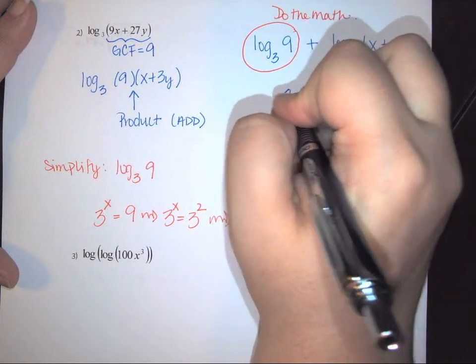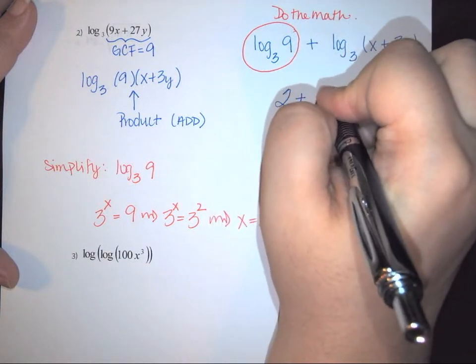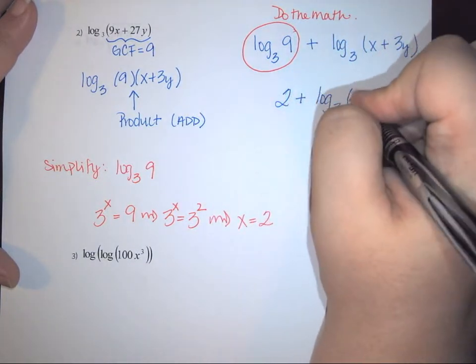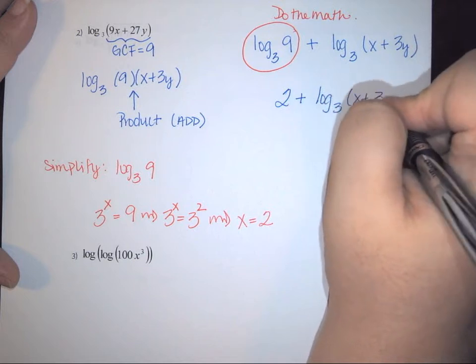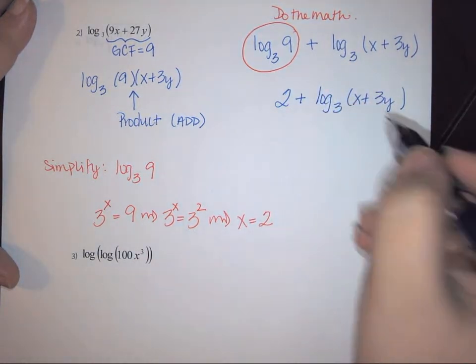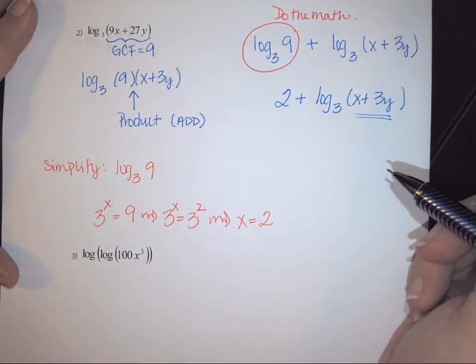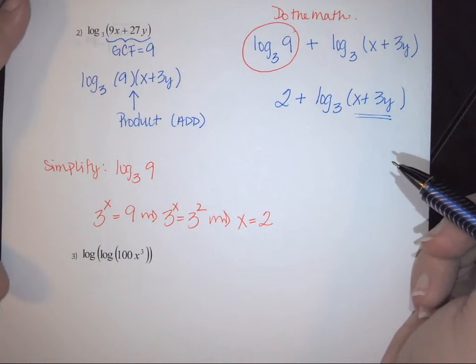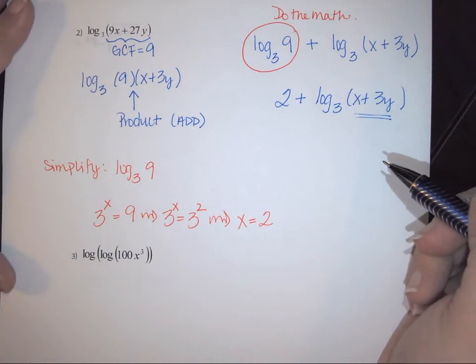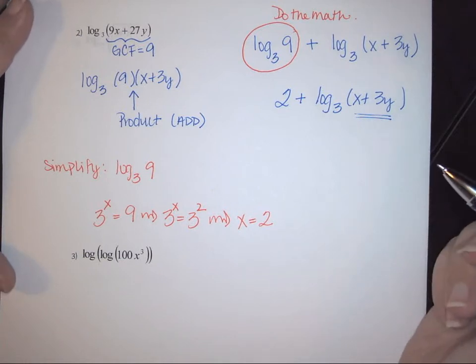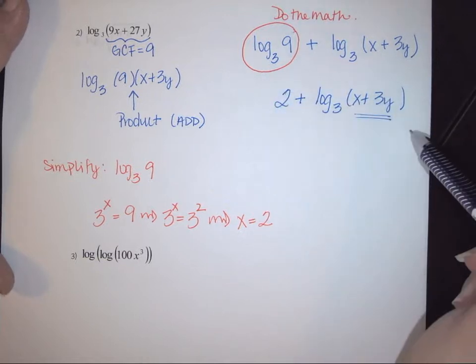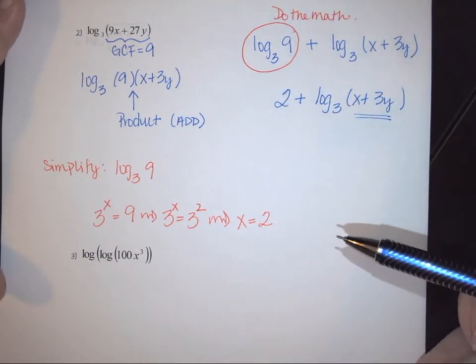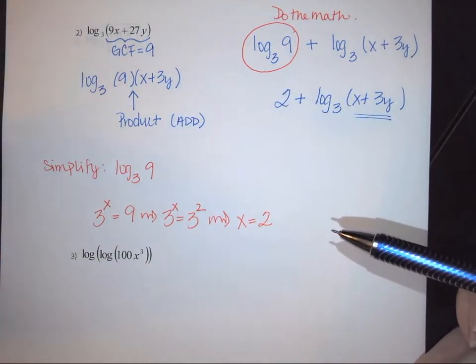So this is 2 plus my log base 3 of x plus 3y. Now because this is a binomial expression, there is nothing I can do to simplify that further. Therefore, we are done. Okay, so this would be the answer that we were looking for as its complete expanded form.